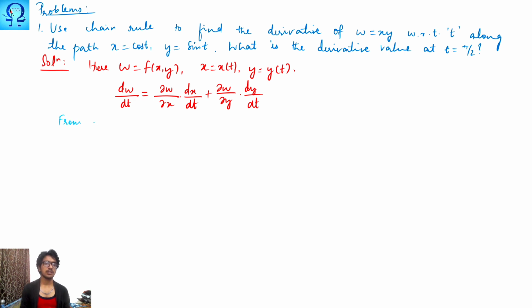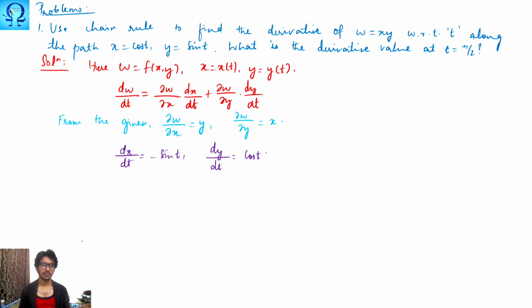From the given information, what is your del w upon del x? It is y. And del w upon del y is x. Right? And dx upon dt is minus sin t, dy upon dt is cos t. Therefore, your dw upon dt is y multiplied with minus sin t plus x multiplied with cos t.